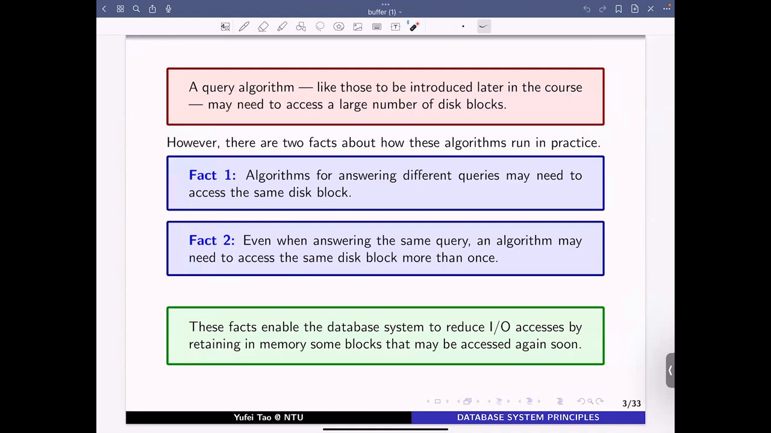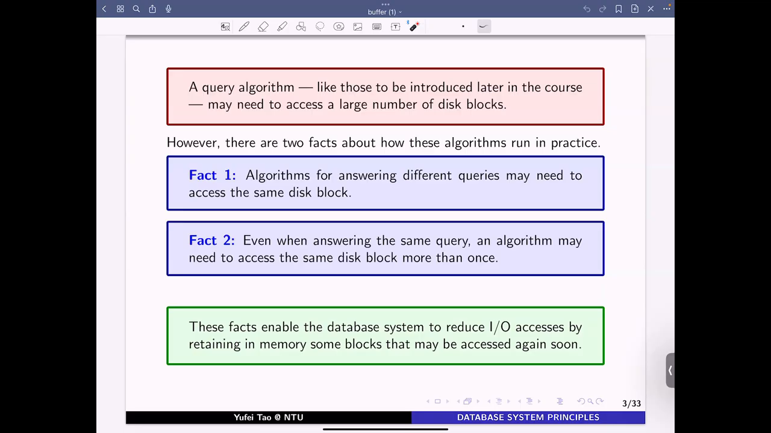Now let me start with a red box here. This is really like a warning box, a strong message. I want to tell you that a database query algorithm typically will have to access many, many blocks. In other words, the I/O cost, measured in how many IOs you want to perform, will have to be large for many queries, especially when we talk about join algorithms, and you will realize there are really a lot of IOs there.